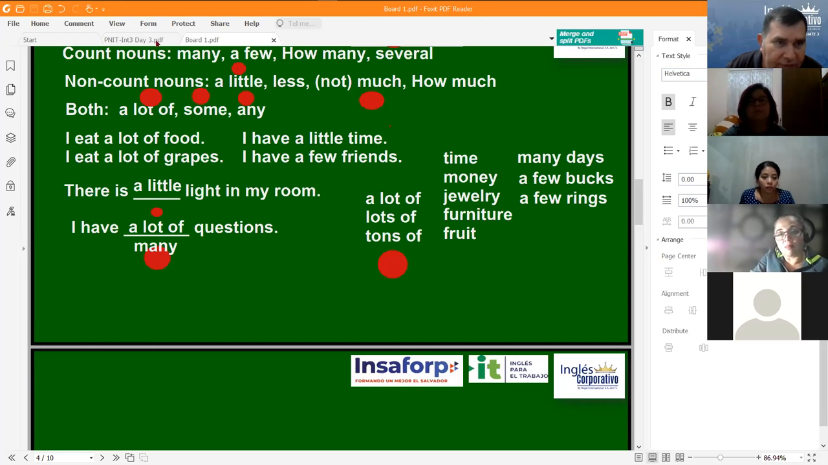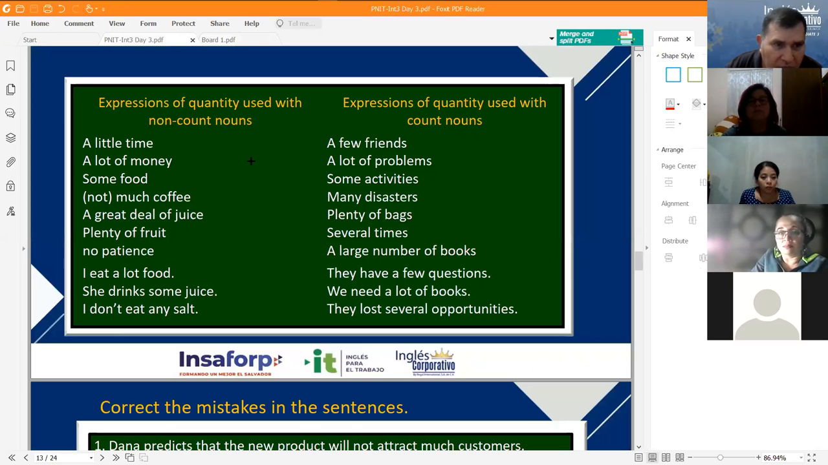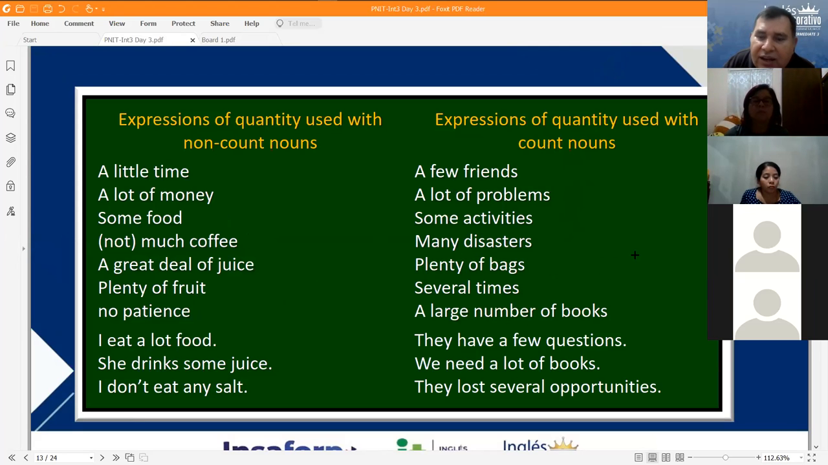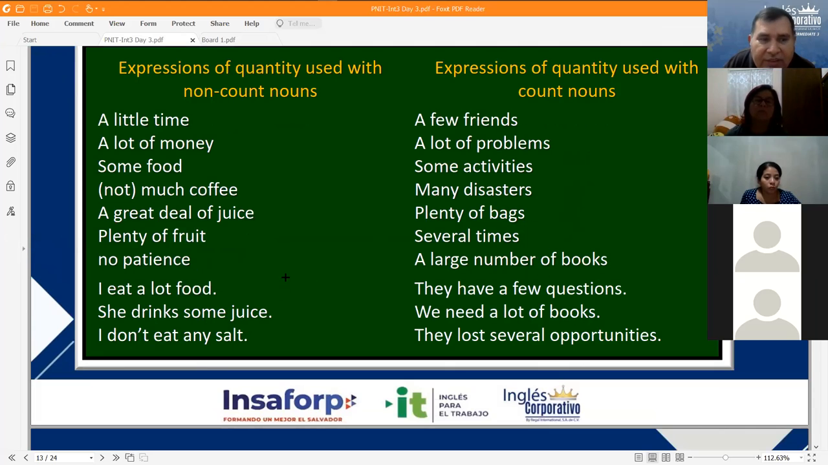Let's see, now let's get to the exercise. Here we have non-count nouns, here we have count nouns. A little time, a lot of money, some food, not much coffee, a great deal of juice, plenty of fruit, no patience, a few friends, a lot of problems, some activities, many disasters, plenty of bags, several times, a large number of books.